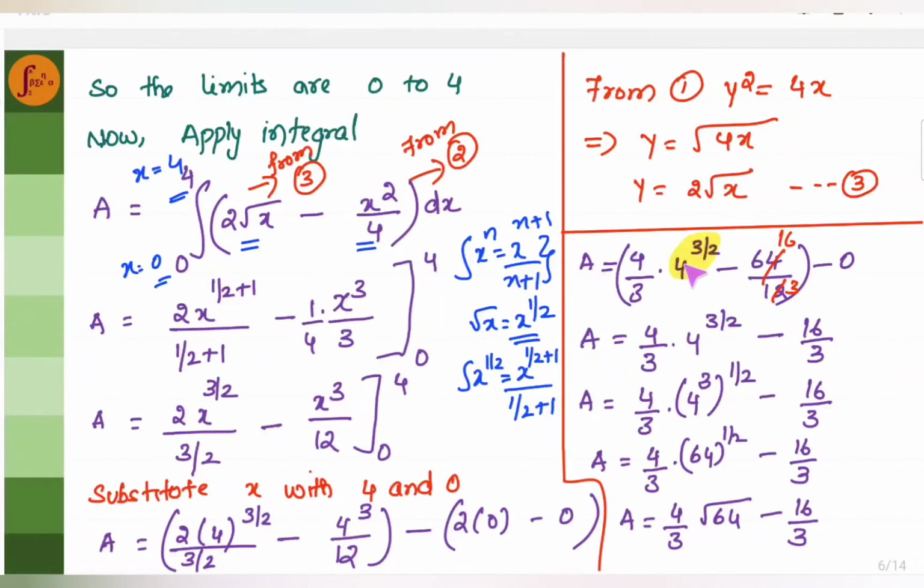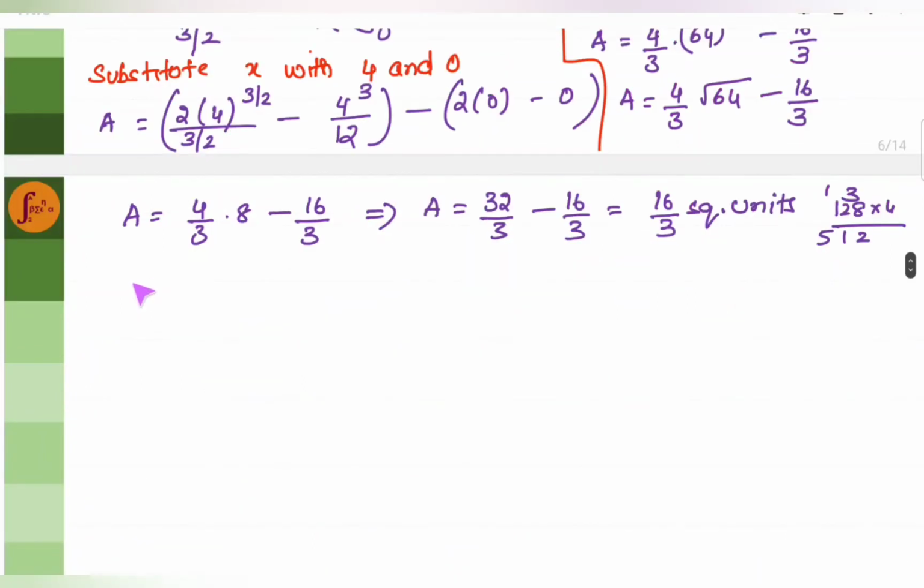How are we going to resolve 4 to the power 3 by 2? We'll have to remember how to do this. Say you have 4 to the power 3 by 2. What we have to do is write it as 4 cube into half. We can write it like this, right? Because 3 into half is 3 by 2. Every time you get something divided by 2, write it like this. You split the numbers like this.